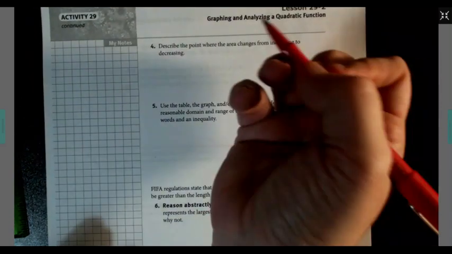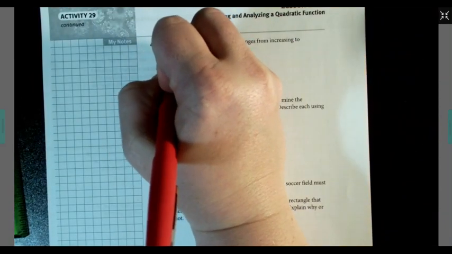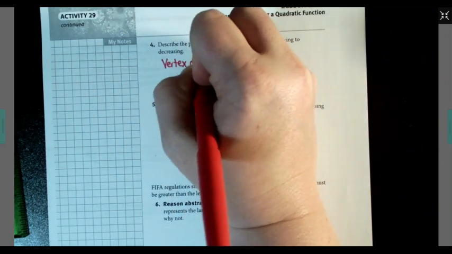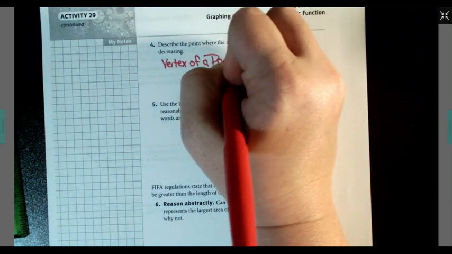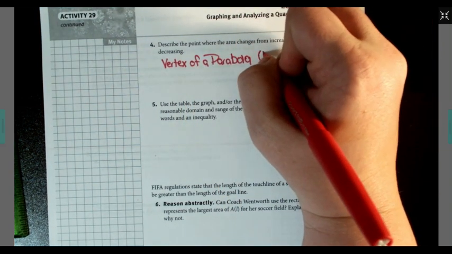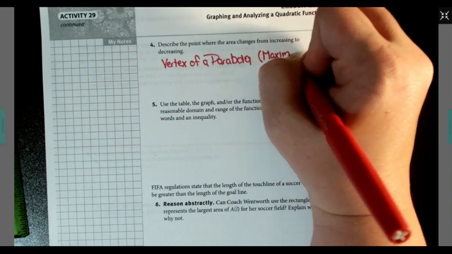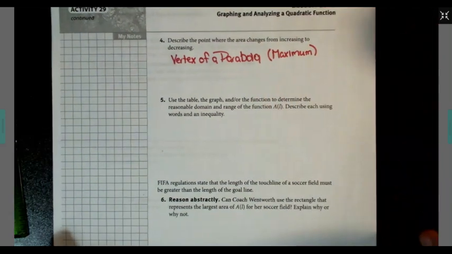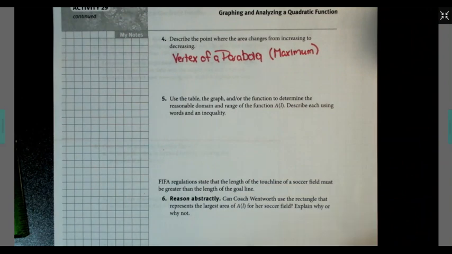And in this particular picture, this is a maximum. So here for 4, that is the vertex of a parabola, and it actually represents a maximum. Use the table, the graph, and or the function to determine the reasonable domain and range of this function A of L. Describe each using words and an inequality.